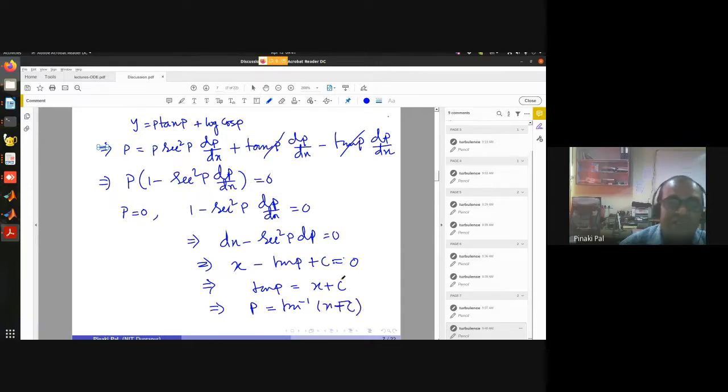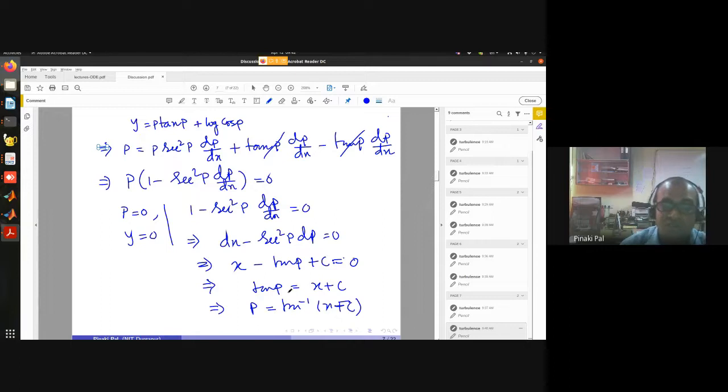Okay, and this you can use here to eliminate p from the equation. And if we put p equal to 0, what will we get? We'll get another solution, y equal to 0. Yes, sir. This is a singular solution.